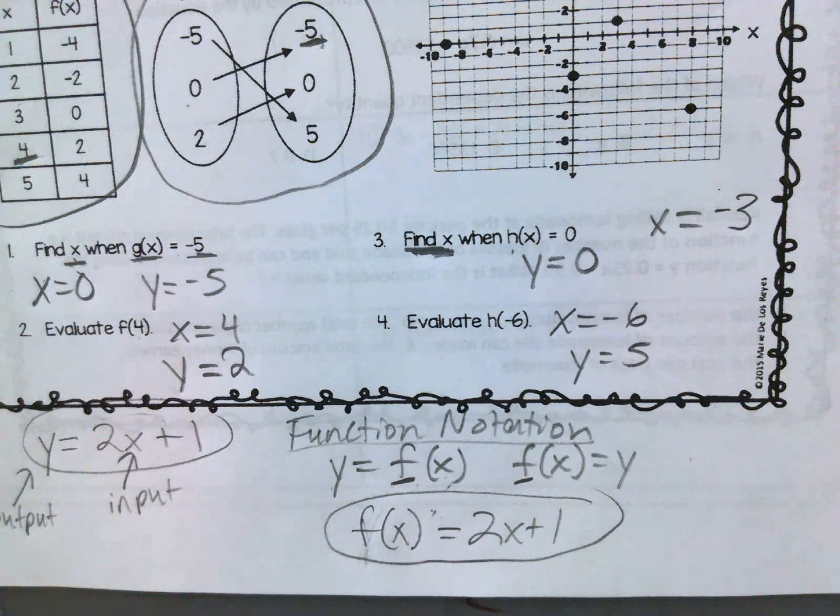Y is 5. Raise your hand if you got that right on your own. Okay, good deal. All right, we're gonna practice it, so don't worry.